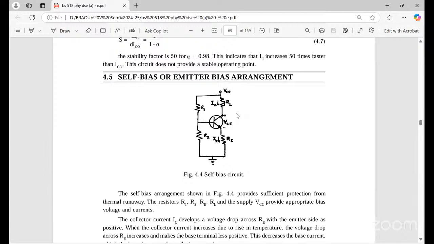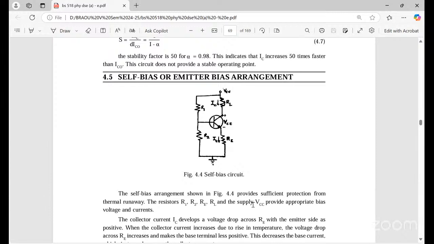The collector current IC here develops a voltage drop across RL. So this is the collector, base, emitter, a common emitter circuit configuration. The collector current IC develops a voltage drop across RL, since V equals IR, that is I equals V by R. Here IC also develops a voltage drop across the emitter resistance RE, with the emitter side as positive.